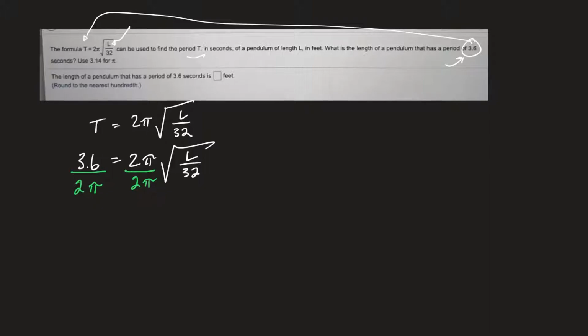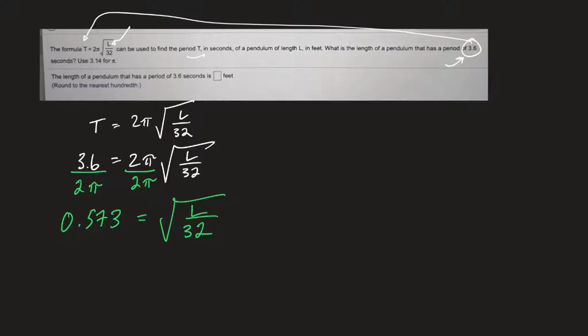So on the left side, calculator, if I can get it, was it 3.6 divided by 2 times pi? If pi is 3.14, that'd be 6.28. So that's 0.573 about equals the square root of L over 32.